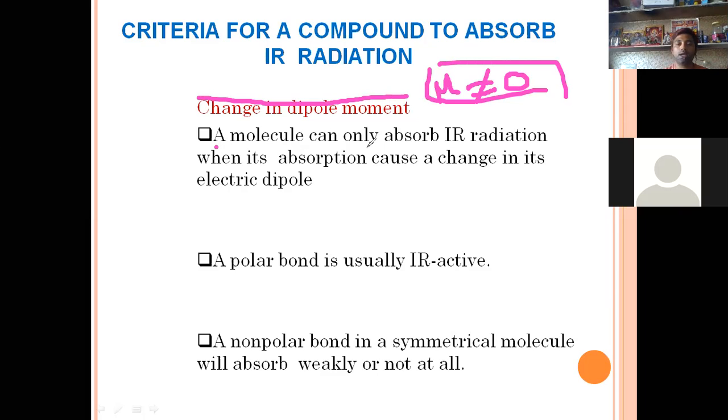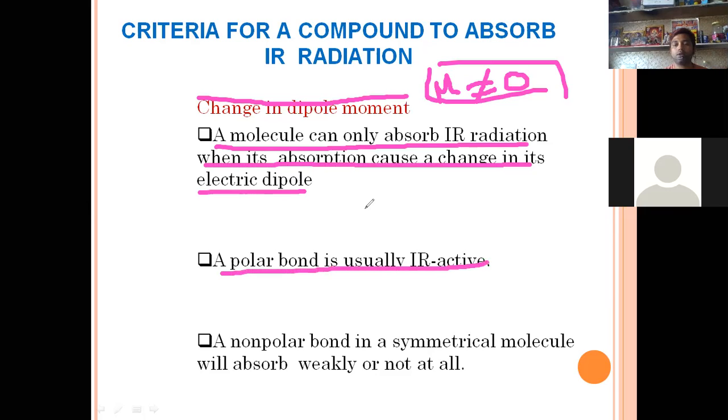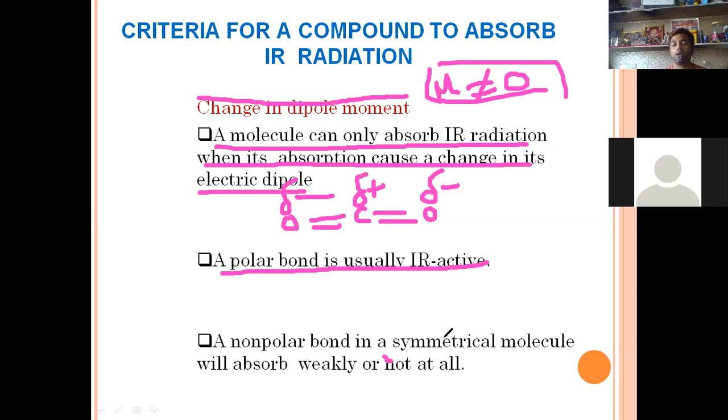A molecule can only absorb IR radiation when its absorption causes a change in its electric dipole. A polar bond is usually IR active, like carbon double bond oxygen. It is polar, so it will be IR active. A non-polar bond in a symmetrical molecule will absorb weakly or not at all. It will be IR inactive, mostly.